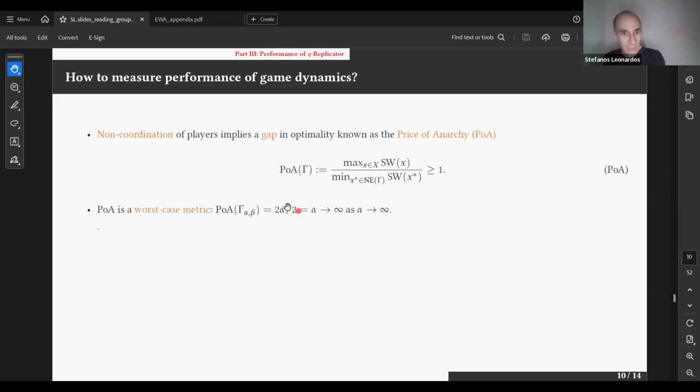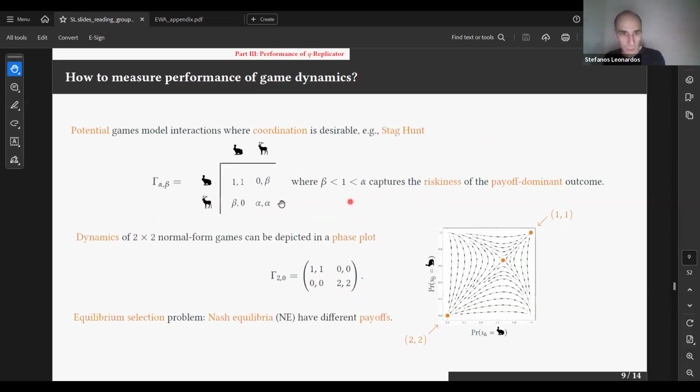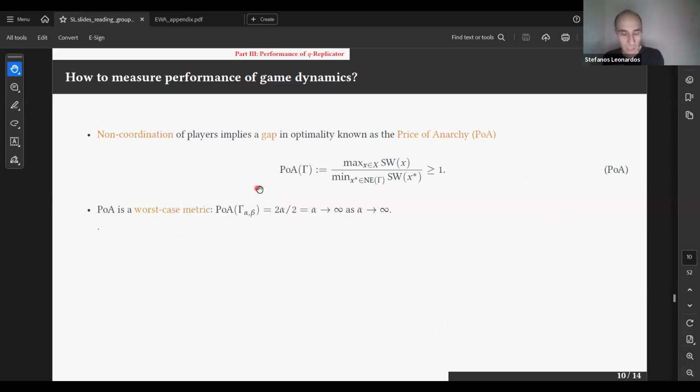In general, if we look at the parametric version of the game with 1 and alpha here, the best outcome has 2 alpha total welfare. The worst pure Nash equilibrium has a total welfare of 2. So the price of anarchy is alpha/2, which is equal to alpha, and this goes to infinity as alpha goes to infinity.